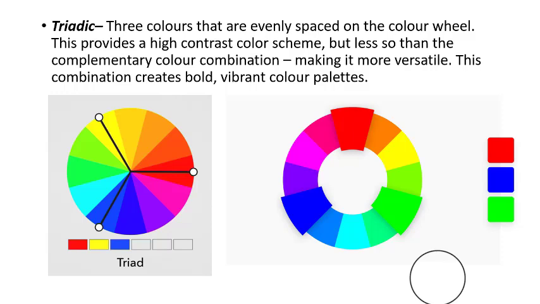It also creates contrast, but less than the complementary color, because this is three colors, and you can see they are closer, unlike the complementary. Complementary is 180 degrees apart, while this is 120. So this made them closer than complementary, and that's what gives complementary higher contrast than this.